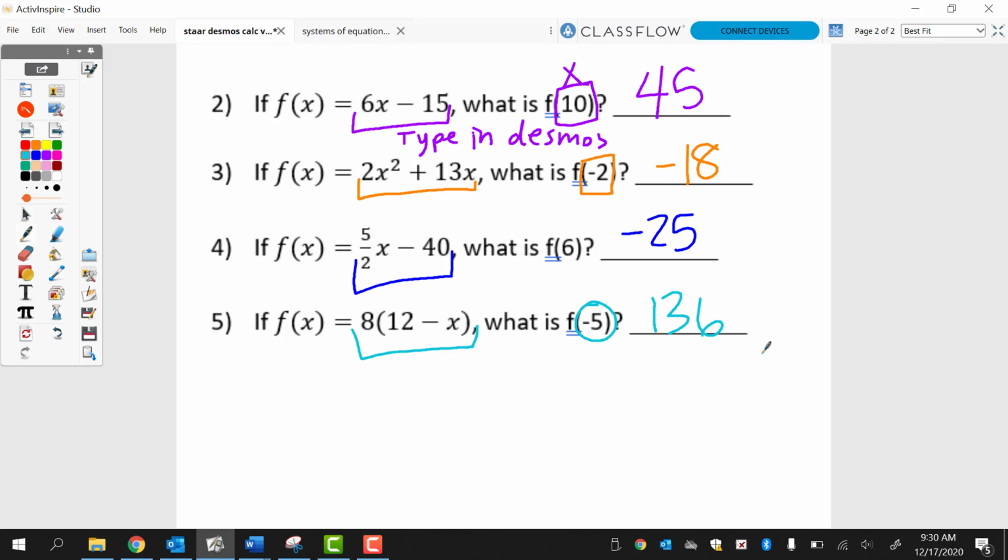Okay, so there's a lot of different aspects of the calculator that we're going to go over this semester, but these are some basic skills that you should be able to do using the calculator, and it's going to really help you make sure you're getting the correct answer so you can pass your STAAR test. So you can go ahead and open up the formative for today and go ahead and practice these skills.